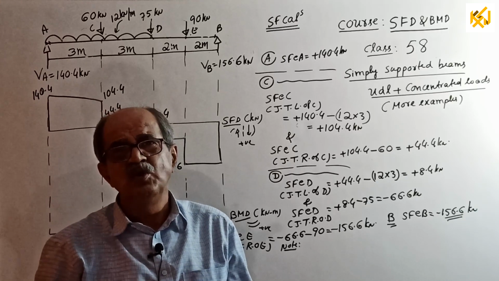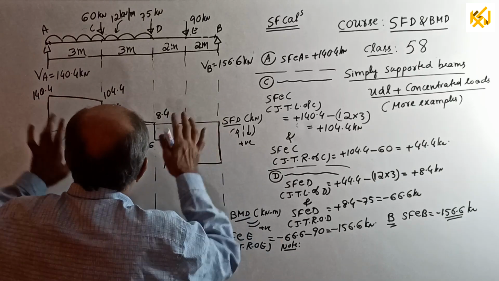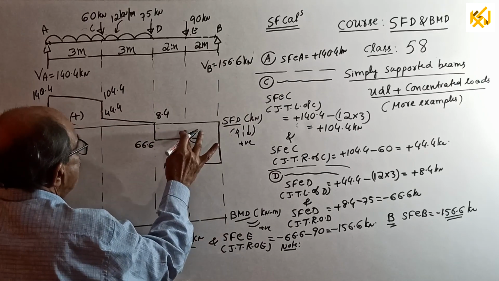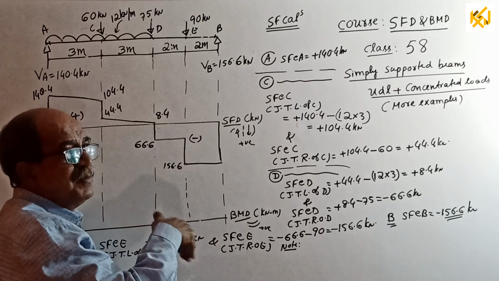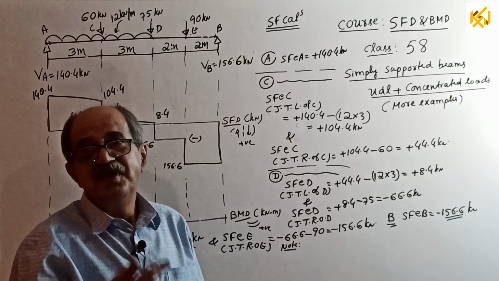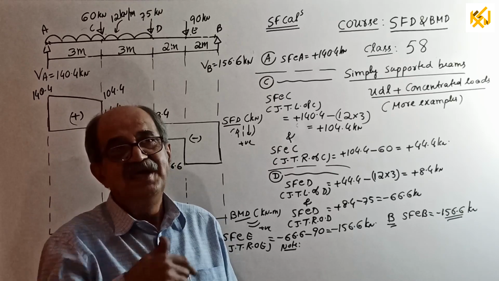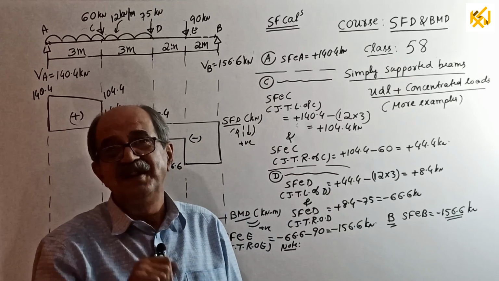Why do you want all those things? You understand the concept, that's all. Everything will be clear. Same, they will tell, if clockwise moment is there, BMD jumps. If anti-clockwise moment is there, BMD drops. That is from left side. If you do from right side, reverse will take place.